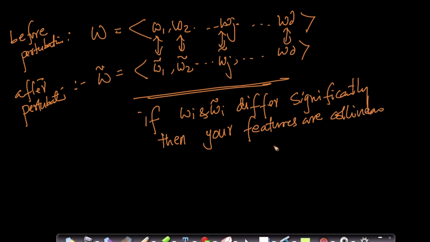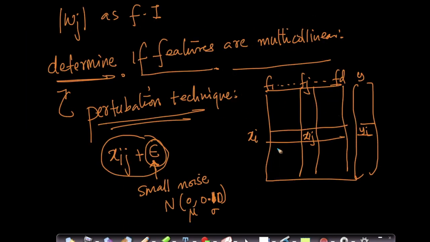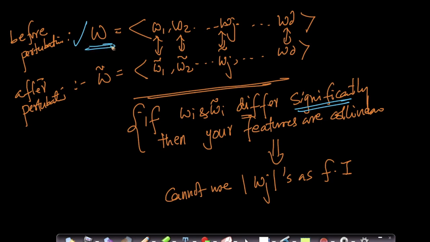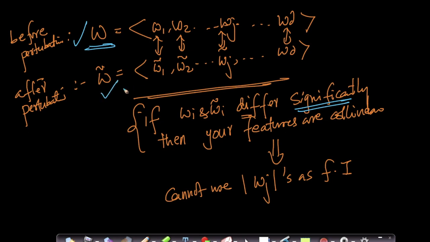When they are collinear, you can't use Wj's as feature importance values anymore. But if they differ only slightly, then you can continue to use your Wj's as feature importance scores. This is important. So what are we literally doing? Given our training data, we'll train one model and get our weight vector. Let's perturbate this slightly by adding a small noise, and I get a new model.